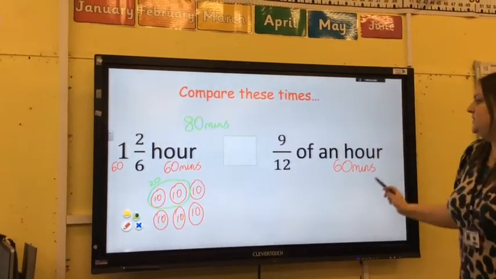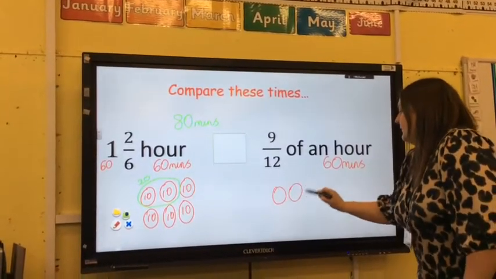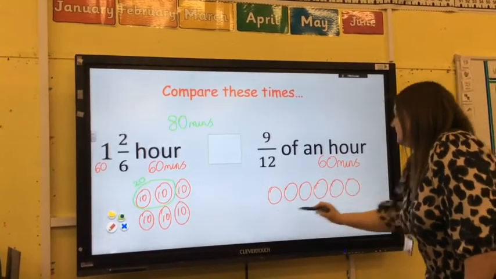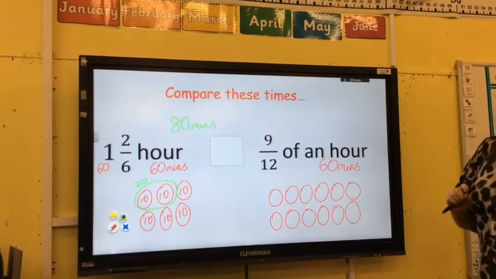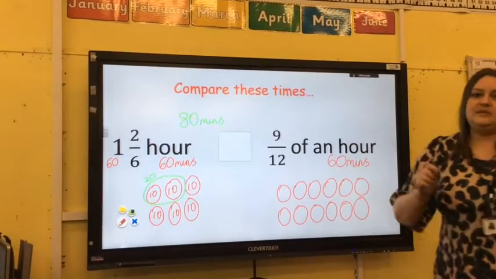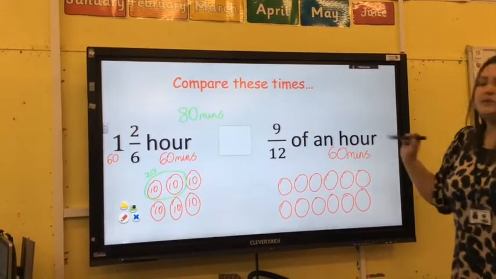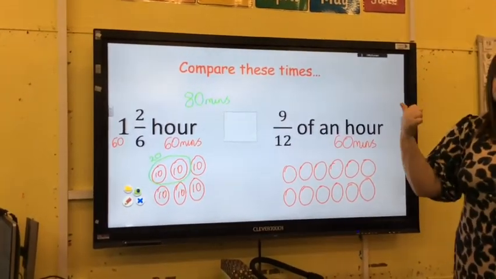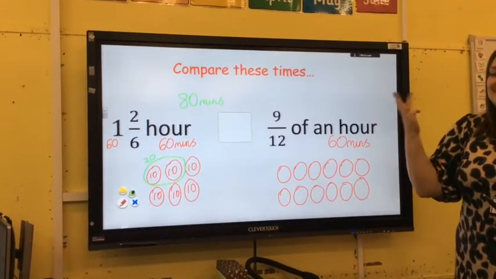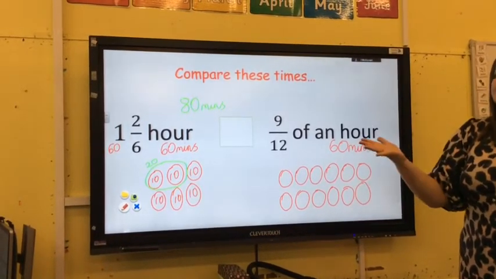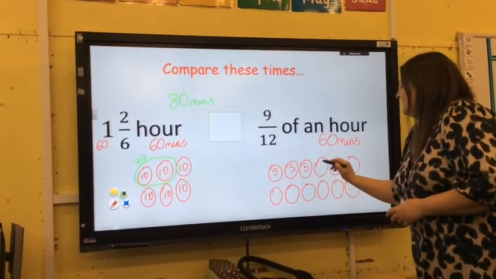So the answer to this question would be 80 minutes. Now we need to work out 9/12 of an hour. So we need to split 60 into 12 groups. 1, 2, 3, 4, 5, 6, 7, 8, 9, 10, 11, 12. Now I need to do 60 divided by 12. That might sound like a tricky problem, but what we can do is count in 12s until we get to 60. Everybody together: 12, 24, 36, 48, 60. So the answer would be 5 in each of these groups.